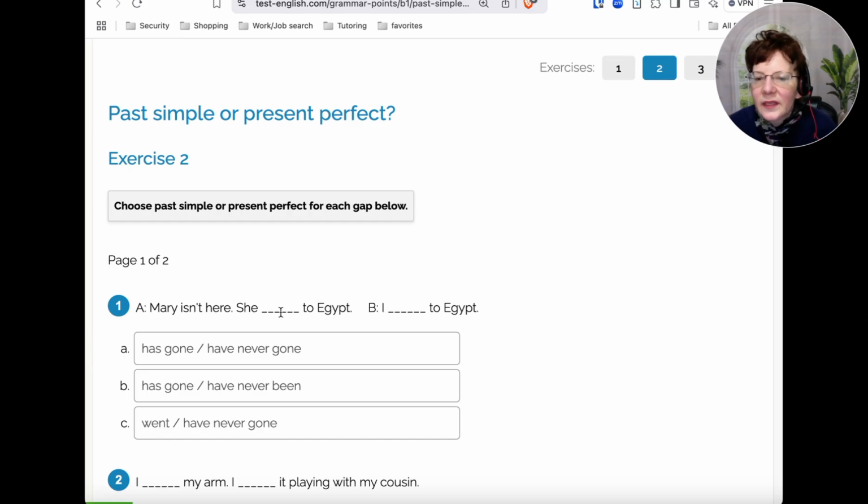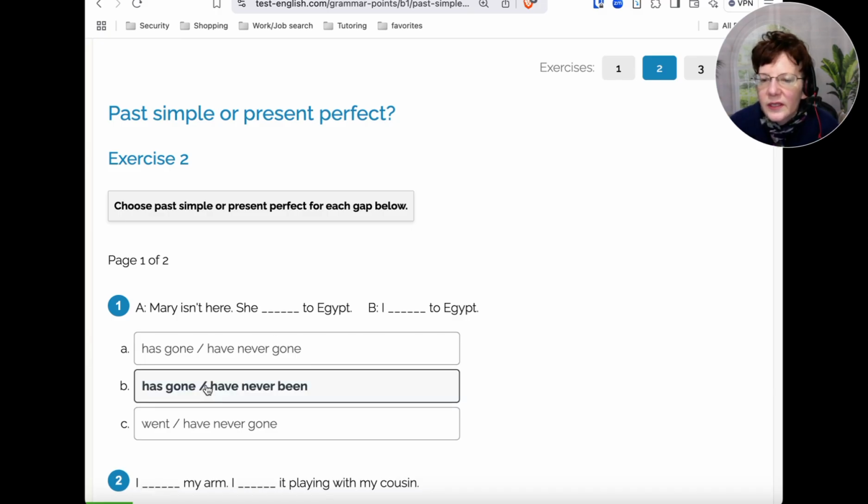So if we choose option B, I think that would be the best. So she has gone to Egypt. I have never been to Egypt. All right, because that means never had the experience.